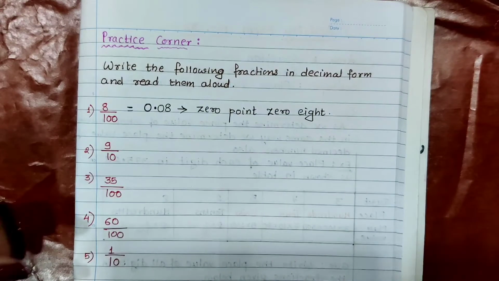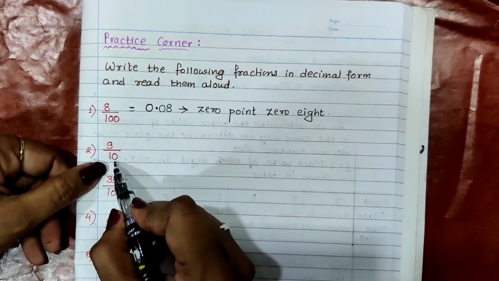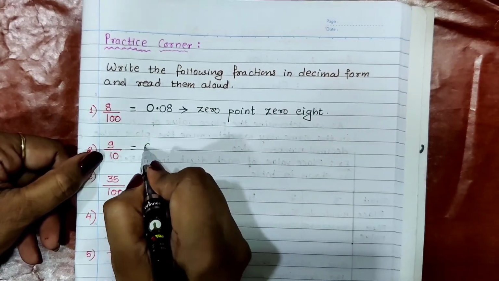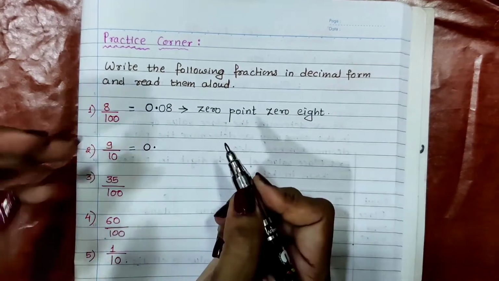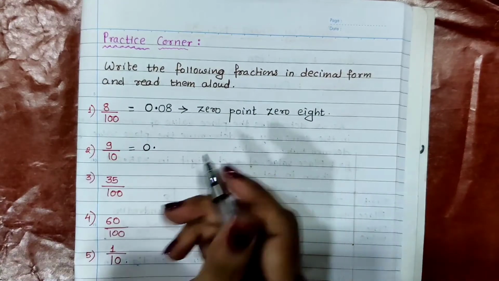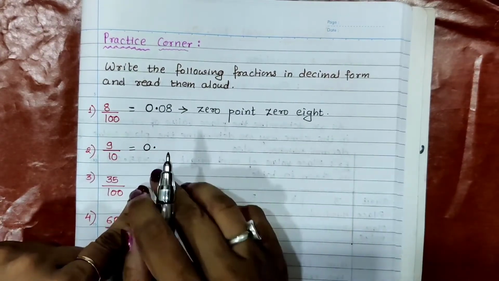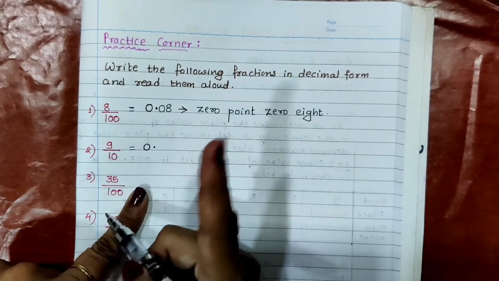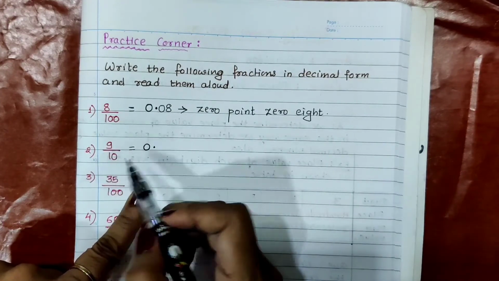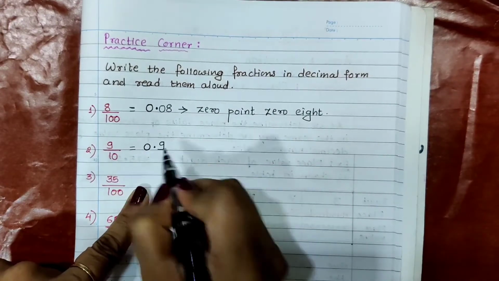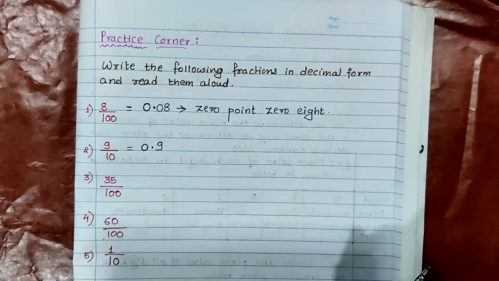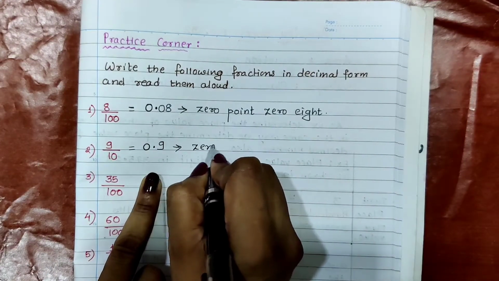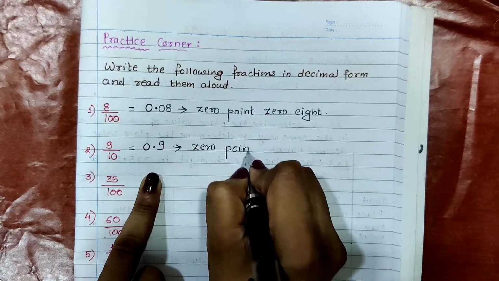Okay, now let us see the second one. 9 upon 10. Again the integer is not there. So as integer is not there, we will be writing 0 on the left side of point. What should be written on the right side? On the right side 10 is there. That means only 1 digit will come. So 1 digit is there in the numerator. So that 1 digit we write on the right side of the point. So how to read this? 0.9.